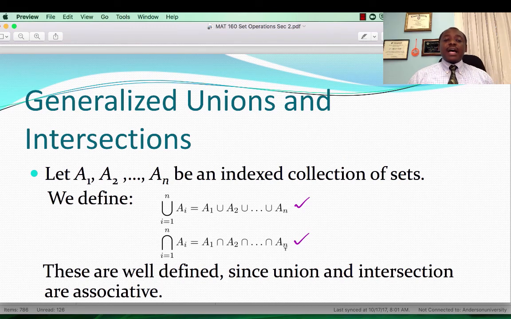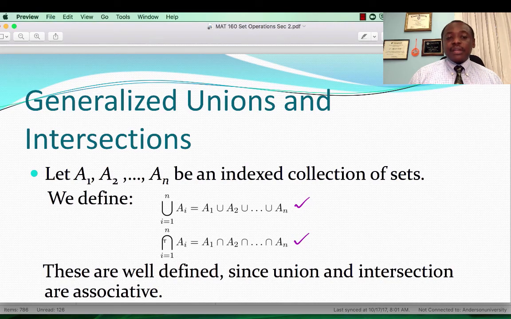These are well defined since union and intersection are associative. So it doesn't matter if I were to do A1 and A2 first, and then take the union of that with A3, or if I were to do An and An minus 1 first, everything is well defined.